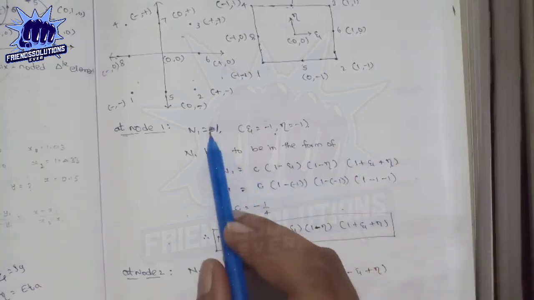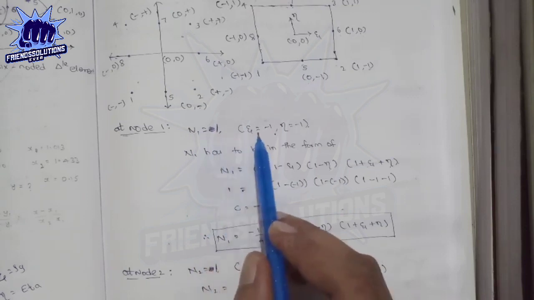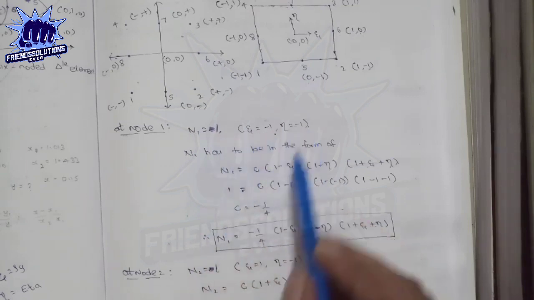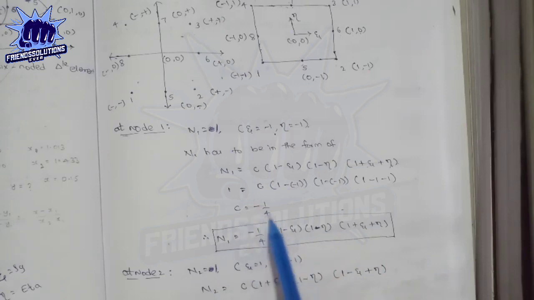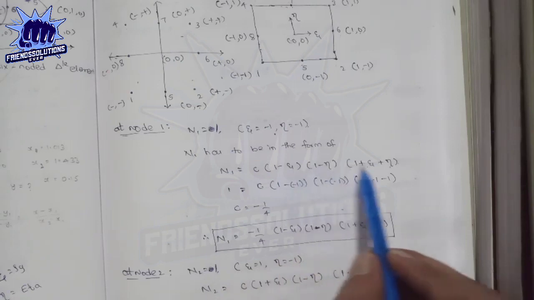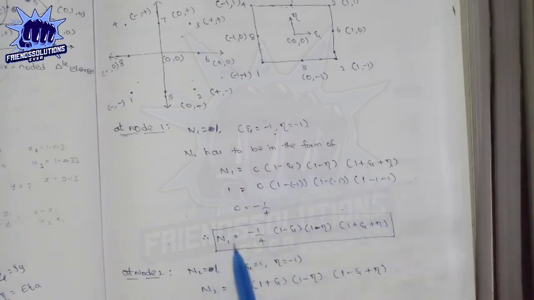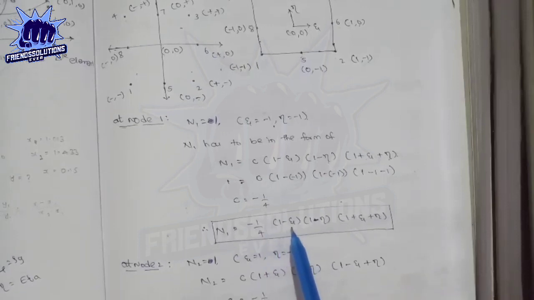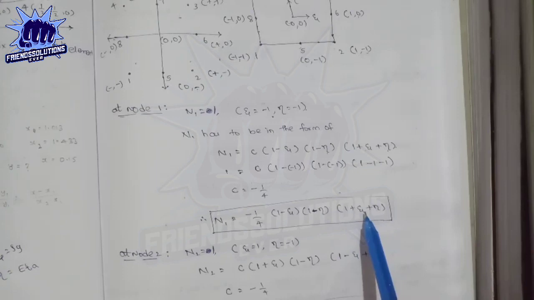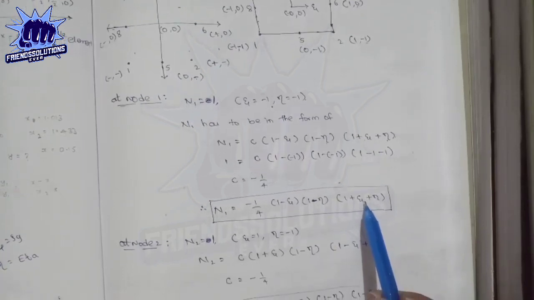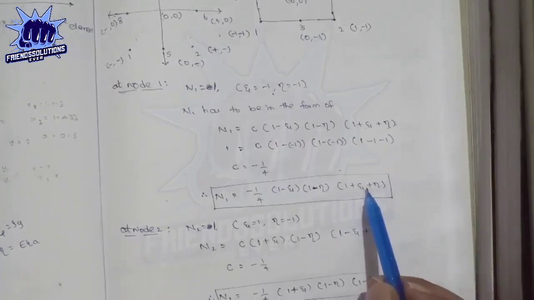Now substitute these values, N1 equals 1, xi equals -1, eta equals -1 in this equation. Then we get the value of c. So c equals -1/4. Substituting this c value in the above equation, we get the shape function N1 equals -1/4 into (1 minus xi) into (1 minus eta) into (1 plus xi plus eta). This is the shape function for node 1.